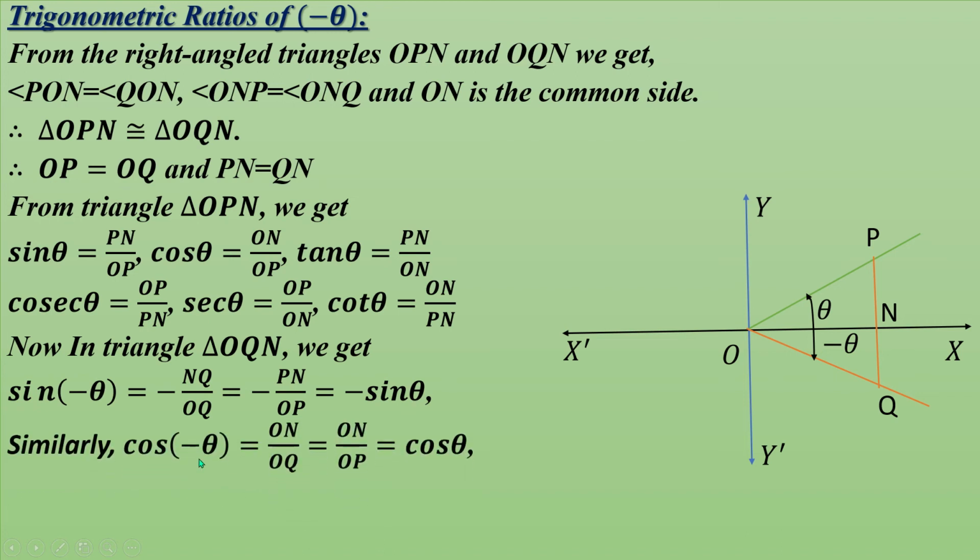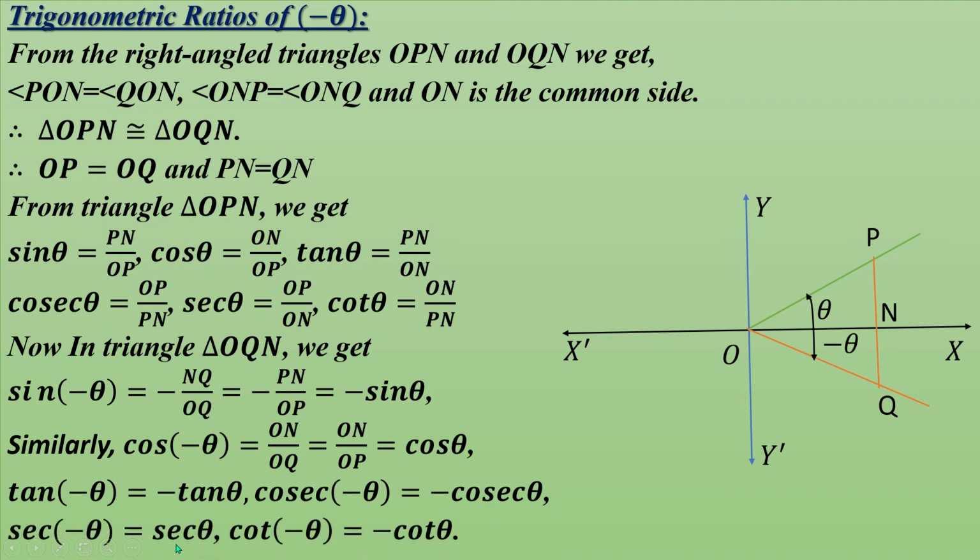Clear? Similarly, cos of minus theta equals ON by OQ. OQ means OP. That means ON by OP. But ON by OP equals cos theta. That means cos of minus theta equals cos theta, that means plus cos theta. Similarly, tan of minus theta equals minus tan theta. Cosec of minus theta equals minus cosec theta. Sec of minus theta equals sec theta. Cot of minus theta equals minus cot theta. Clear?